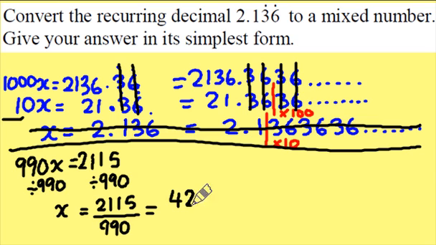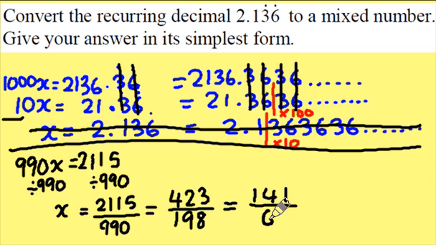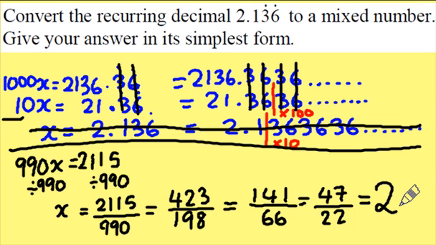Now simplifying this down, the first thing we'll notice is both numbers are divisible by 5, and there are 423 fives in 2115 and 198 fives in 990. Now both of these numbers are also divisible by 3, in this case giving me 141 over 66, which can again be divided by 3, leaving me with 47 over 22. Changing this improper fraction to a mixed number leaves me with the final answer 2 and 3 over 22.